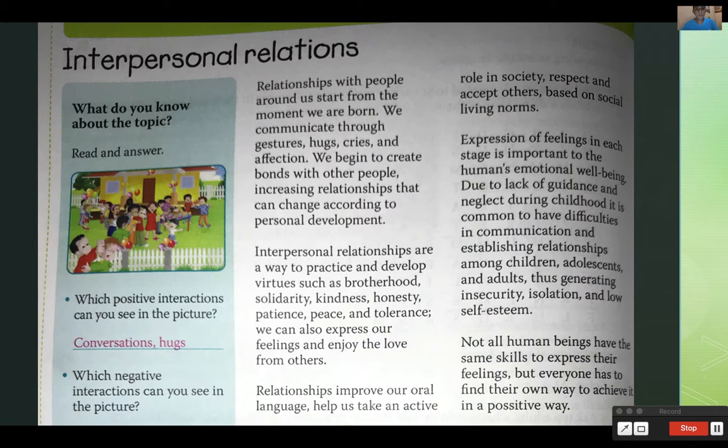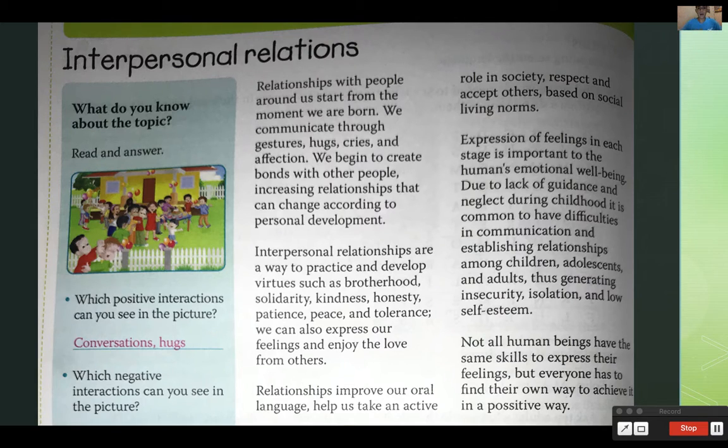Okay, what is your interpersonal relation? It's like when you have friends and you go to parties or something like that, and you want to make a friendship, okay? Relationships with people around us start from the moment we are born. We communicate through gestures, hugs, cries, and affection. We begin to create bonds with other people, increasing relationships that can change according to the personal development, okay?